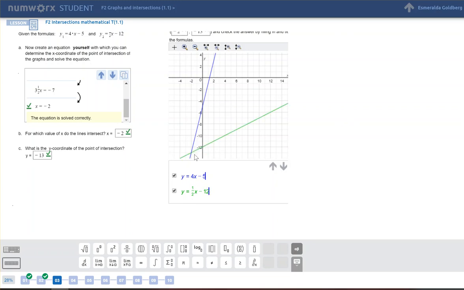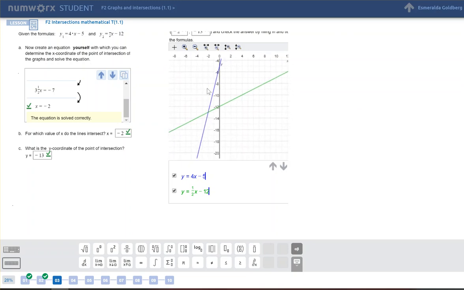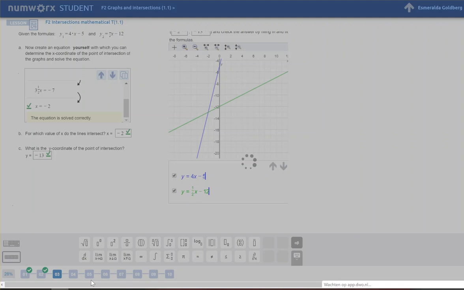So the point of intersection is just visible right here. The x-coordinate can be read off like that, towards minus 2. Let's drag it a bit. And the y-coordinate is minus 13, so we were indeed correct. Let's move on to exercise 5.